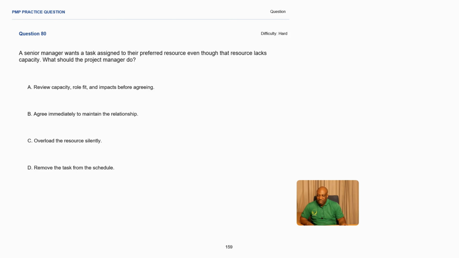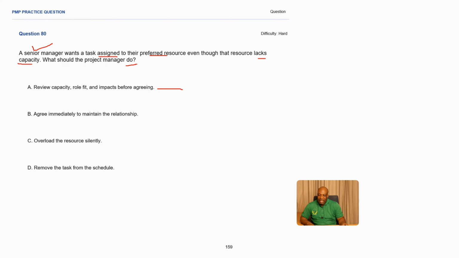Practice question number 80. A senior manager wants a task assigned to their preferred resource, even though that resource lacks capacity. What should the project manager do? So our problem statement: we have a senior manager who wants a task assigned to their preferred resource, even though that resource lacks capacity. Let's go through the answers. A, review capacity, role fit, and impacts before agreeing. Okay, makes sense.